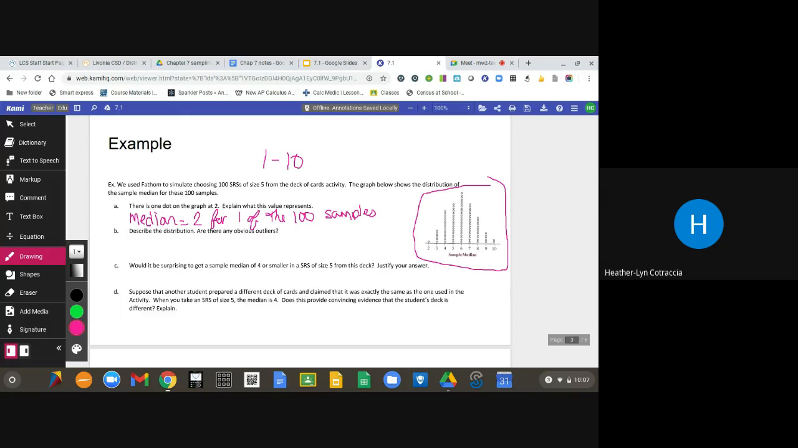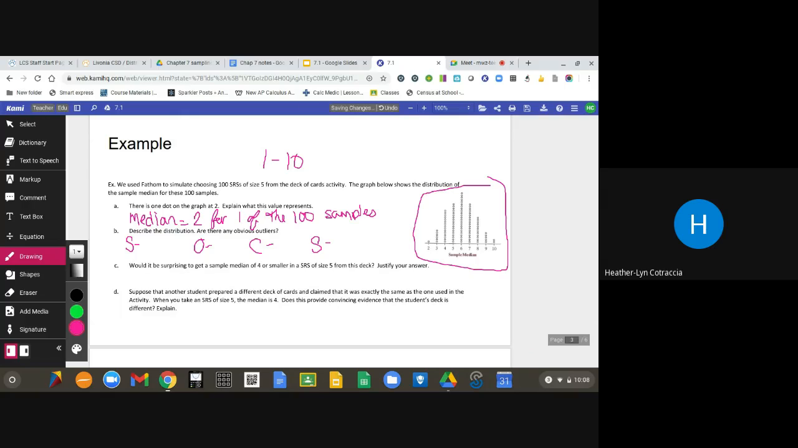Describe the distribution. Whenever you see that, make sure you talk about S, O, C, and S, and then at some point put it into context. So we are symmetrical, no outliers. Center is going to be right there around 6, and then your spread is going to be from 2 to 10. You could also use the interquartile range if you wanted to. And again, put that in context.